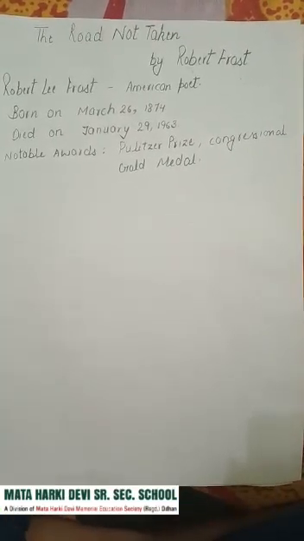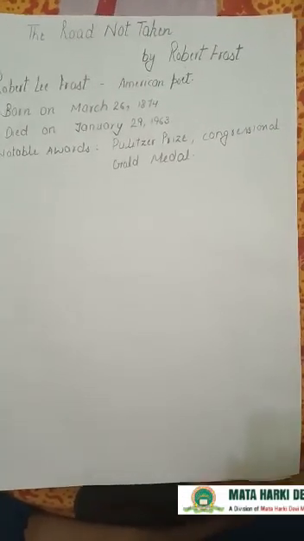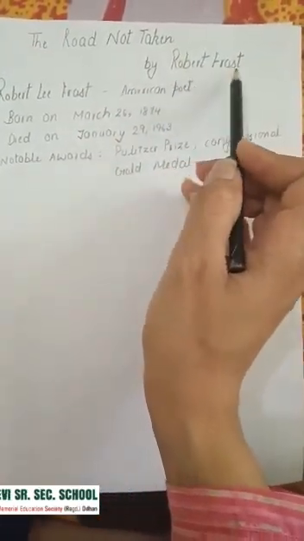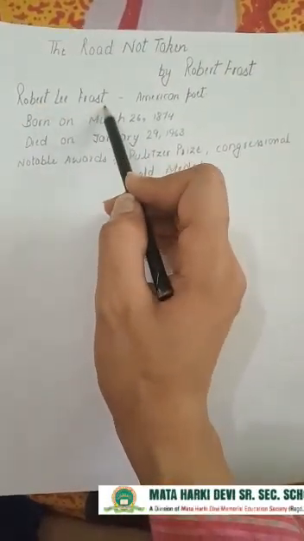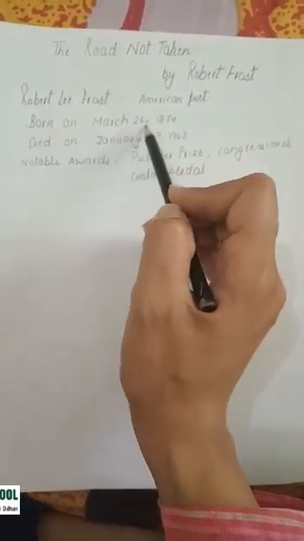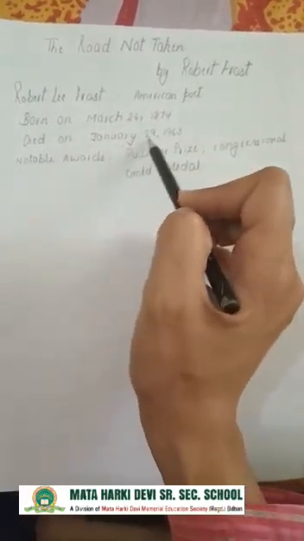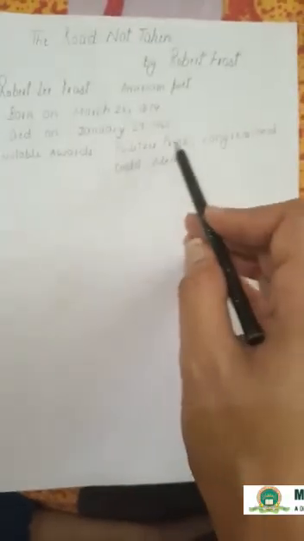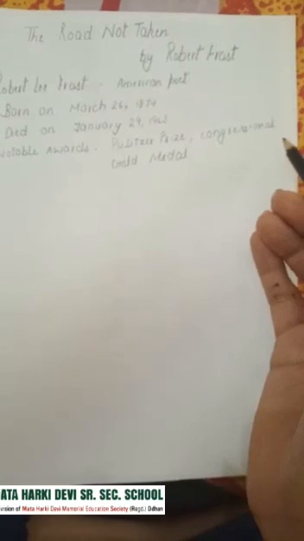Today we are going to start the first poem of the Beehive book of class 9th. The name of the poem is The Road Not Taken and it is written by Robert Frost. Full name of Robert Frost is Robert Lee Frost. He was an American poet, born on March 26 in 1874, died on January 29 in 1963. He was awarded the Pulitzer Prize and Congressional Gold Medal for his poetry.